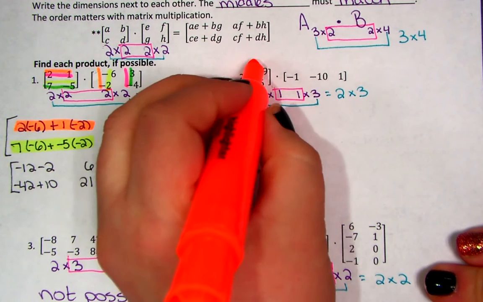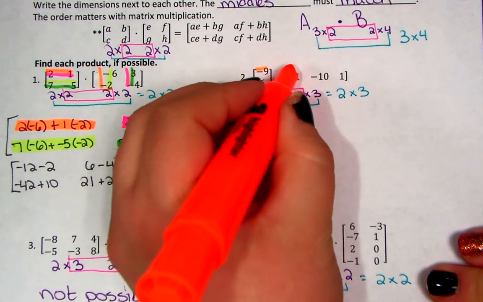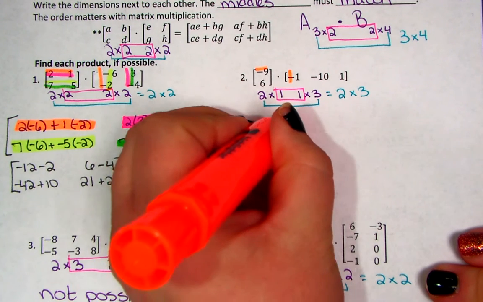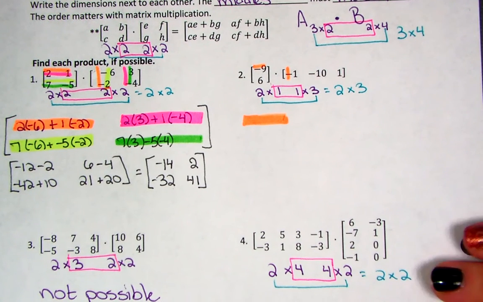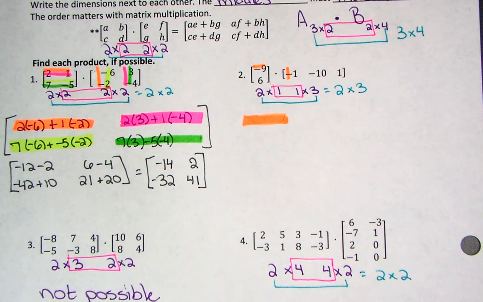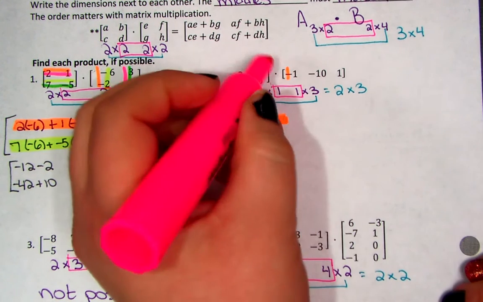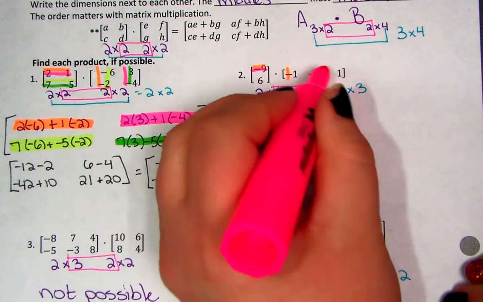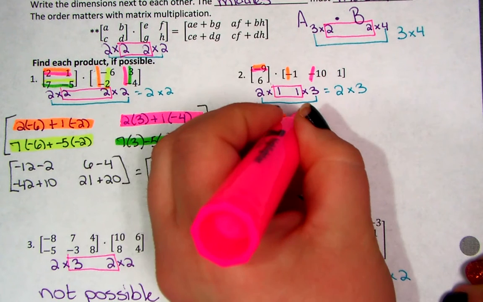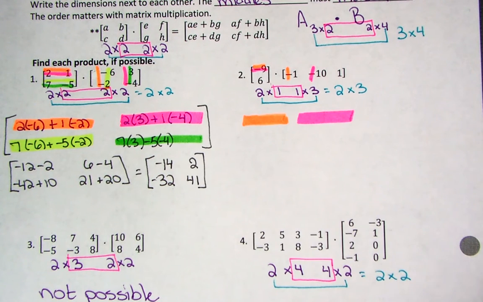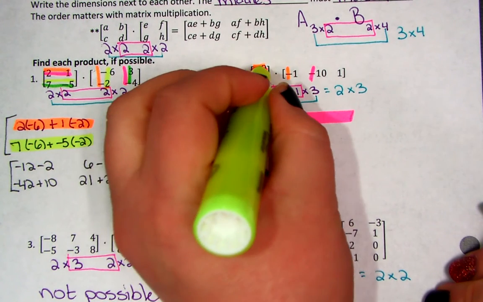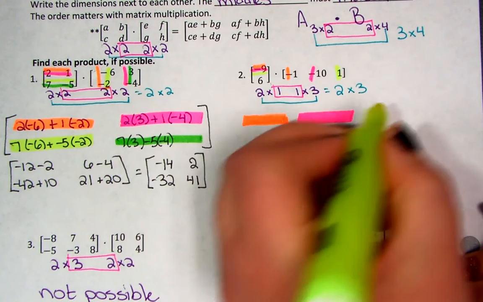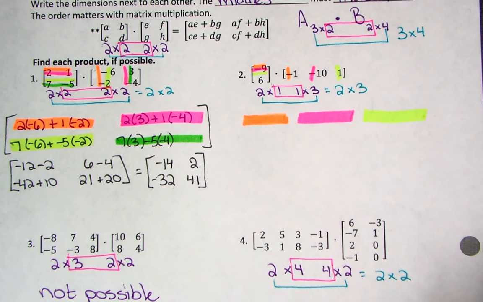We'll take the first row and multiply it by the first column, and we'll put our answer in the first row, first column. Then we'll take the first row, we'll multiply it by the second column, and we'll put our answer in the first row, second column. Then we'll take our first row, and we've still got one more column to go, and we'll put our answer in the first row, third column. Now for the next row.